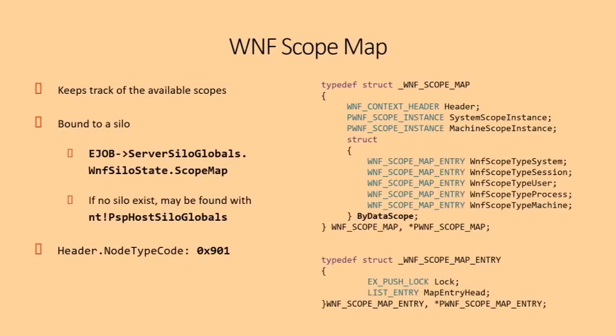And all these scope instances are stored in a list tree, and the scope map enables us to keep track of all of that. You can find the scope map in the server silo globals, and basically, it's bound to one silo.